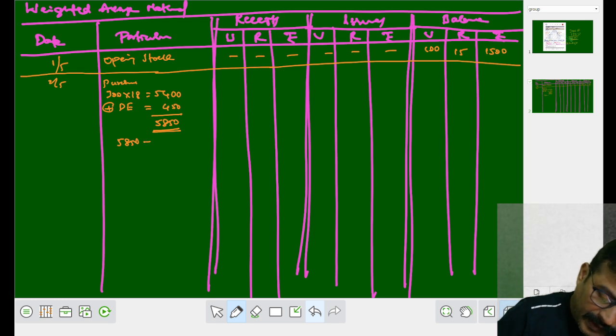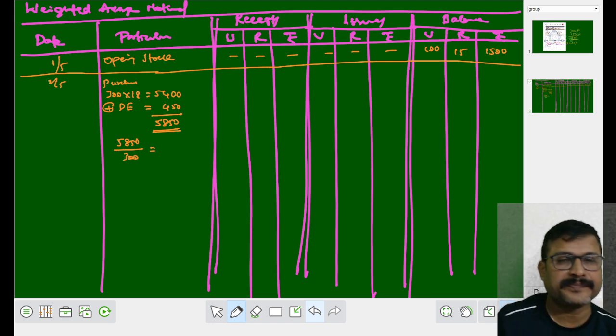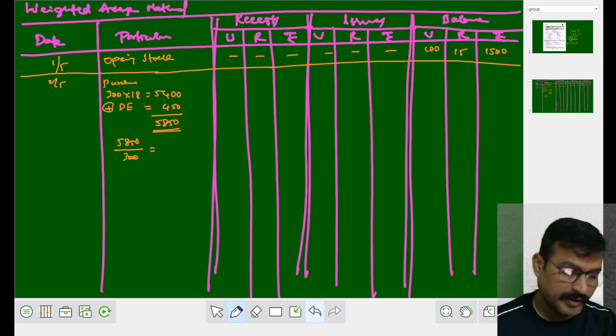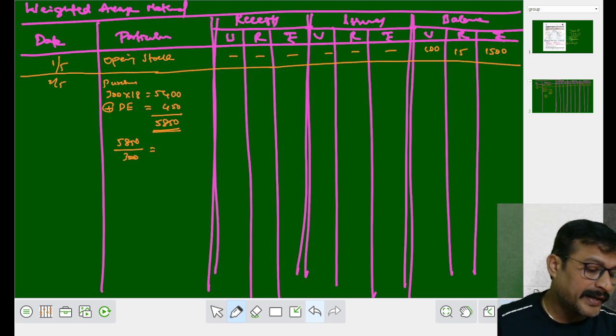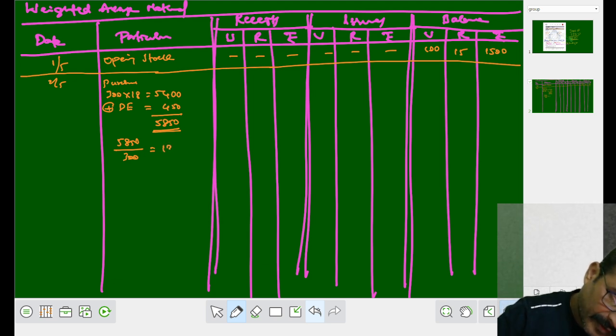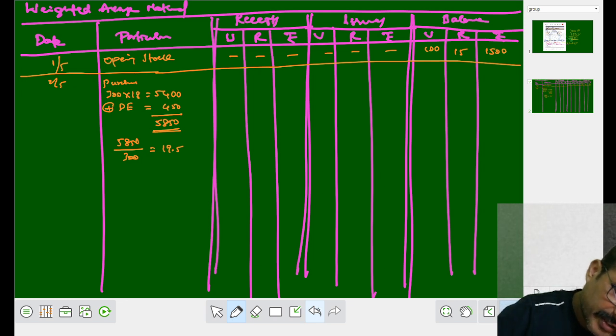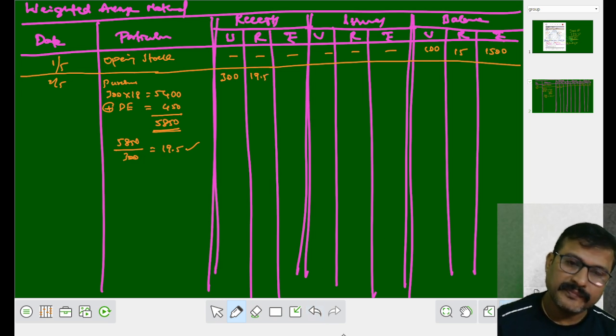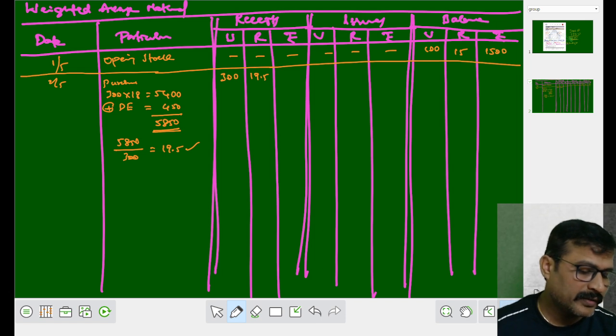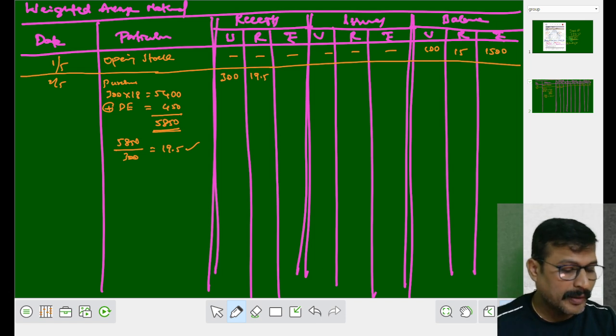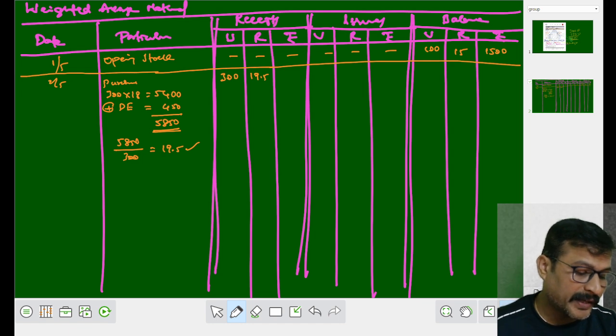5850 divided by how many units you purchased? You purchased 300 units. What does it come to? Use a calculator and work out the answer. It comes to rupees 19.50. It comes to 19.5. This is all about your working note. How many units you purchased? 300. Rate is 18, but after adjustment it comes to 19.5. Multiply. How much are you getting? When you apply multiplication, see how much we are getting.